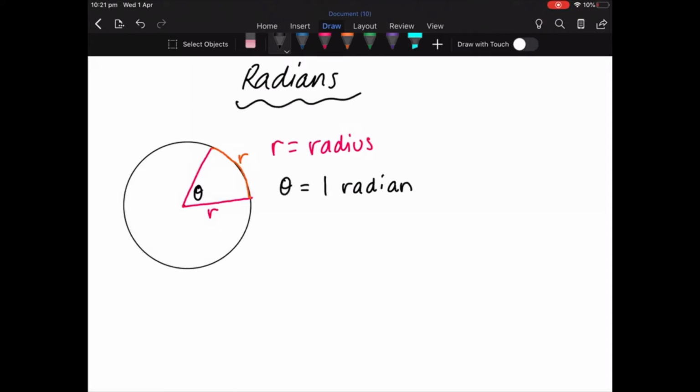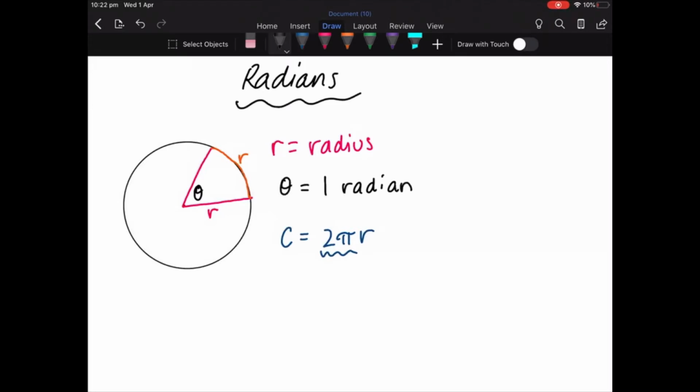Now the question is, how many radians make a complete circle? If we think about what that means, it's saying how many R's do I need to go all the way around the circle? So what we're looking at here is circumference. Let's write down our circumference formula. Circumference is equal to 2 pi r, 2 times pi times the radius. So if I want to know how many radiuses go all the way around a circle, the answer is in the formula. It's 2 pi radius.